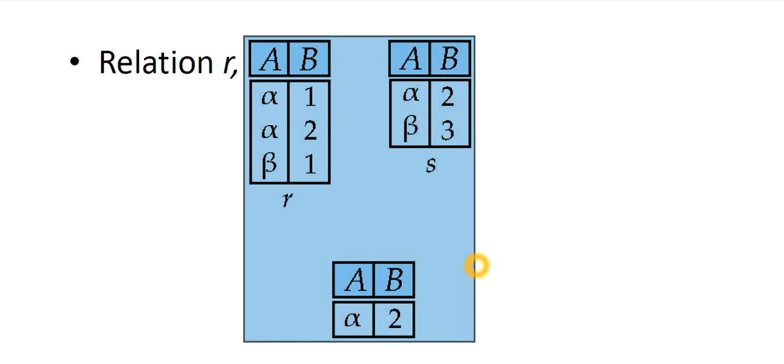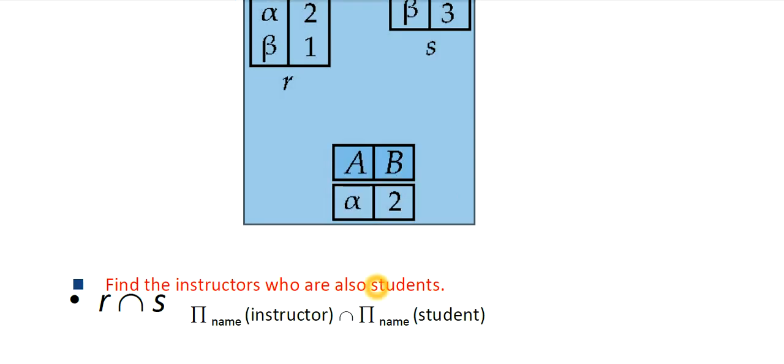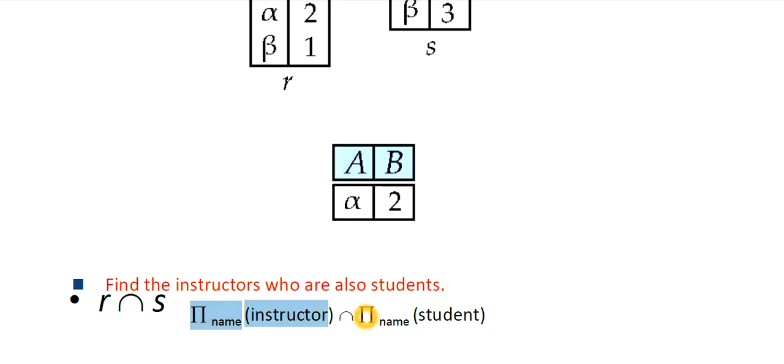Let's take an example again. Find the instructors who are also students. So pi name instructor intersection pi name student, because the first one will give the names of the instructors, and the second one, pi name student, will give the names of the students. If some common names are found, they will be both instructors as well as students, isn't it? That's why we are considering the intersection operator. So pi name instructor intersection pi name student will find the instructors who are also students. I hope this is clear to you.